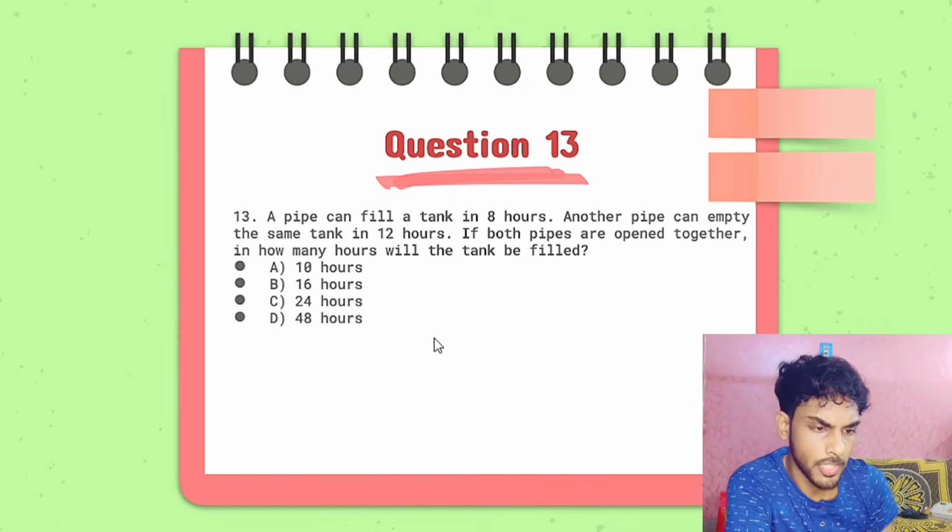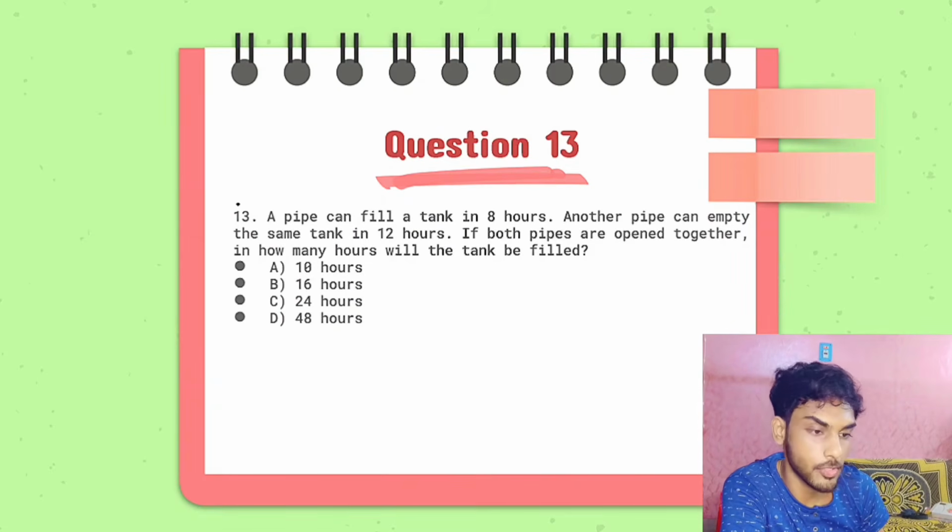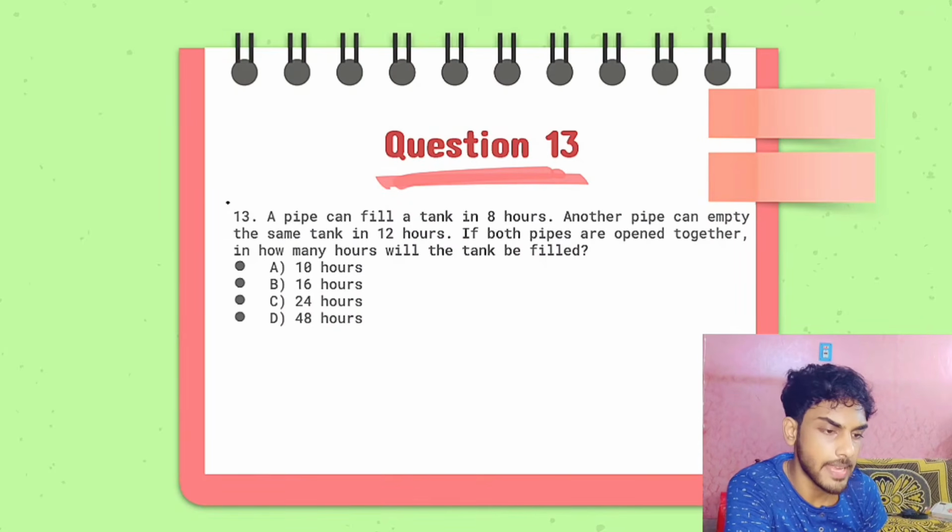Let's go. Question number 13 is from pipes and cisterns. This is another new chapter. A pipe can fill a tank in 8 hours. Another pipe can empty the same tank in 12 hours. If both pipes are opened together, how many hours will it take for the tank to be filled?